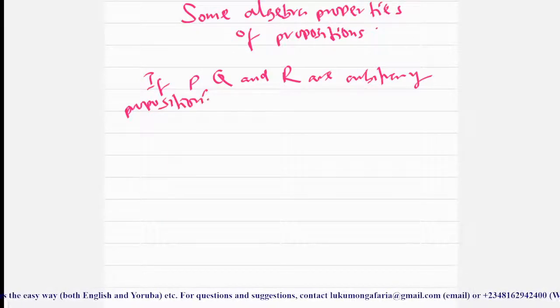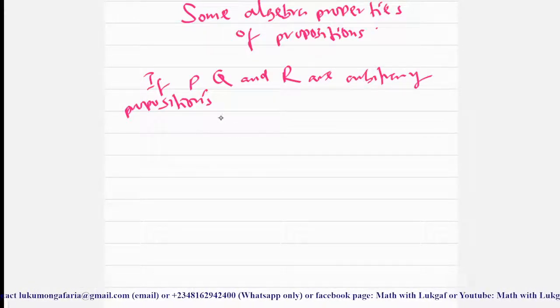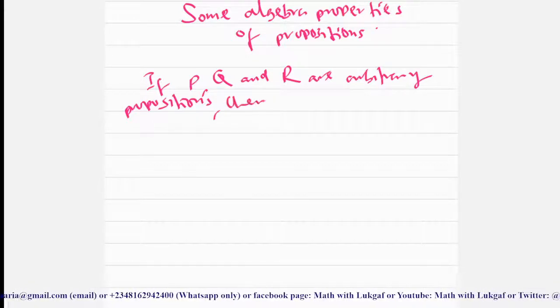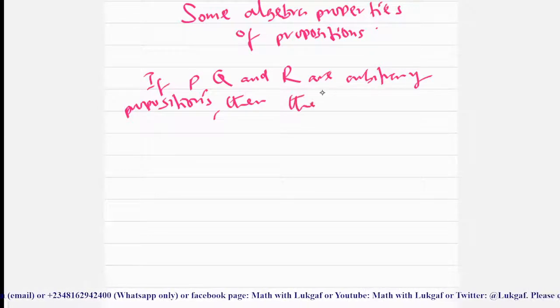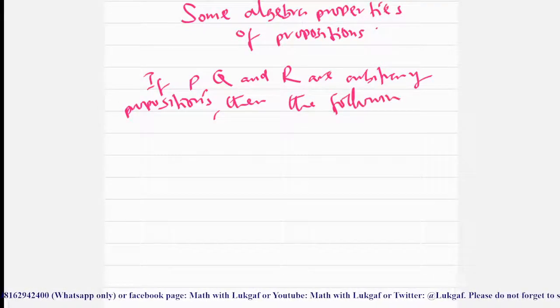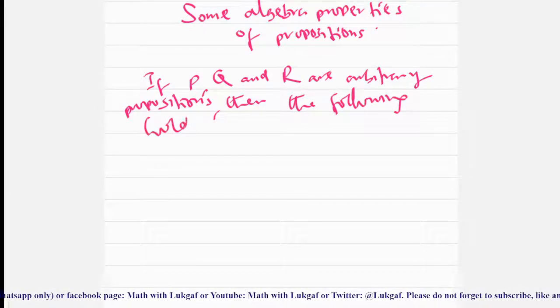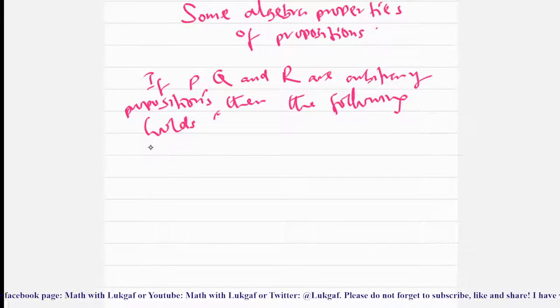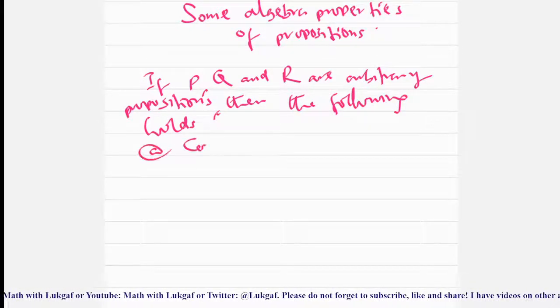When you have three propositions like this, we should be able to prove the following by constructing our truth table. I think I've made mention of some of them in the previous video. Number one is the commutativity property.